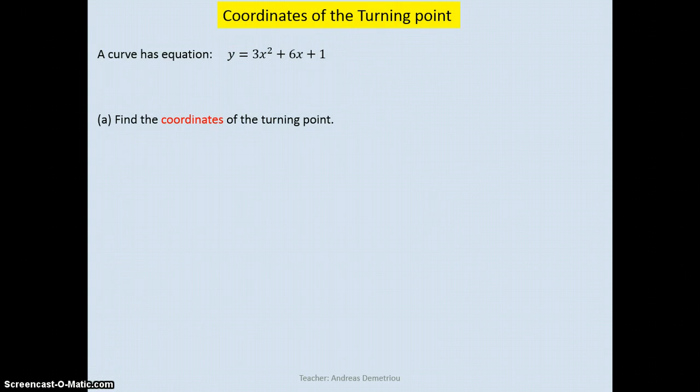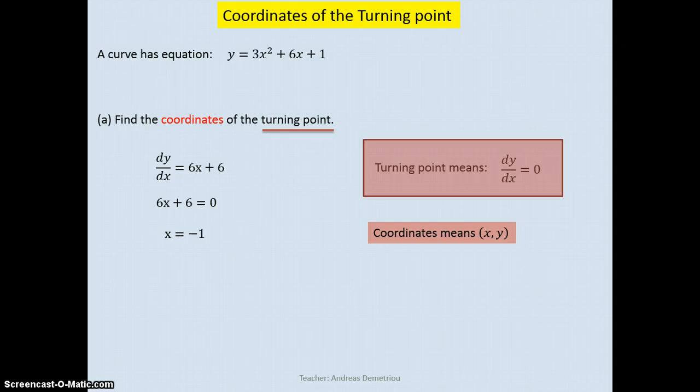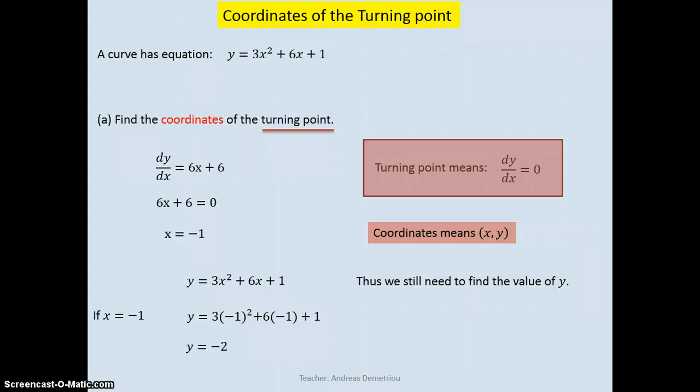For example, given the equation y = 3x^2 + 6x + 1, we need to find the coordinates of the turning point. Turning point is the keyword that dy/dx is equal to 0, so we differentiate this curve and set it equal to 0. We solve for x and find that x equals -1. But coordinates means that we need to find the values of x and y. Since we know the value of x, we substitute it into this equation and find that y is equal to -2, and the coordinates are (-1, -2).